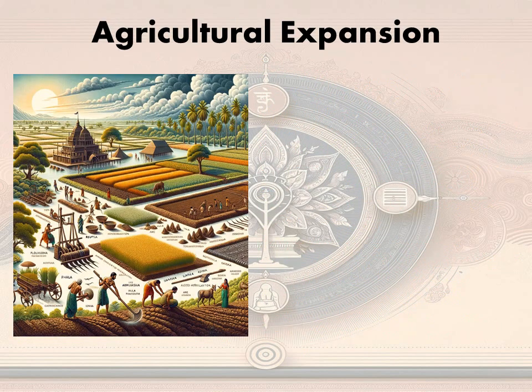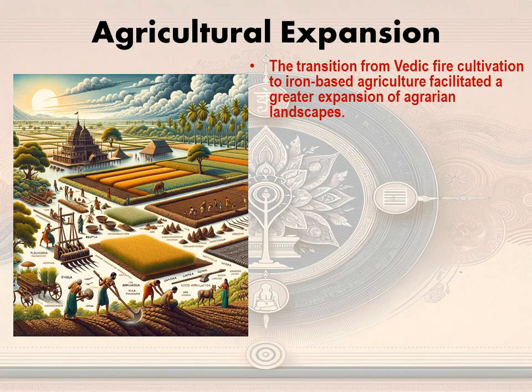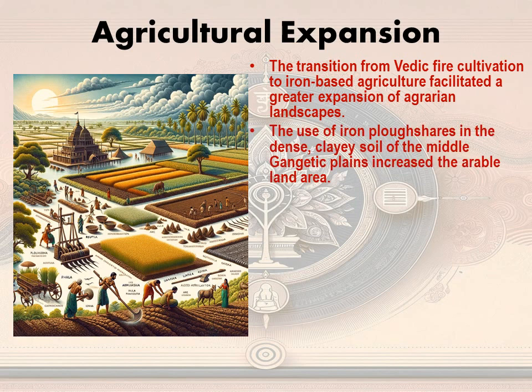Agricultural expansion. What were the agricultural expansions done? In what categories? The transition from Vedic fire cultivation to iron based agriculture facilitated a greater expansion of agrarian landscape. So in the Vedic age, normally agriculture was slash and burn, means we will burn down a place and in that place we will farm. But in the second urbanization period, iron based agriculture meant proper clearing of forest and proper tilling of land, and that led to increase in the production of food.